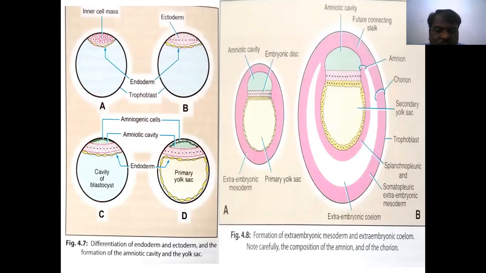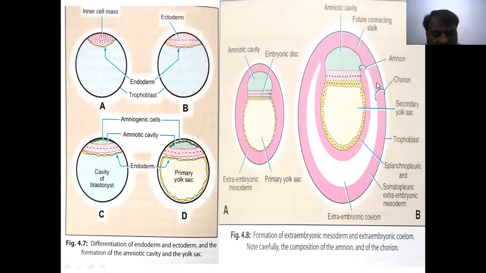Next is the formation of the extra embryonic mesoderm. See here the extra embryonic mesoderm. Outside the primary yolk sac we can identify the extra embryonic mesoderm. Then it grows more and more. The size of the primary yolk sac decreases, and the secondary yolk sac forms.